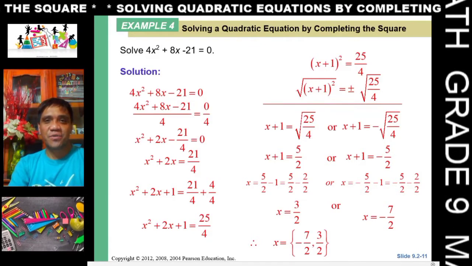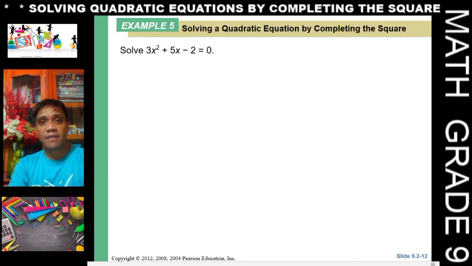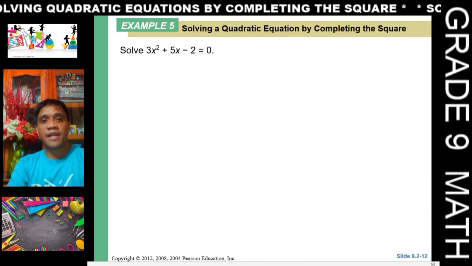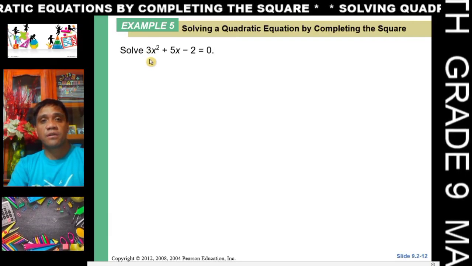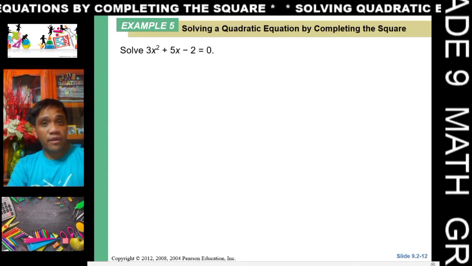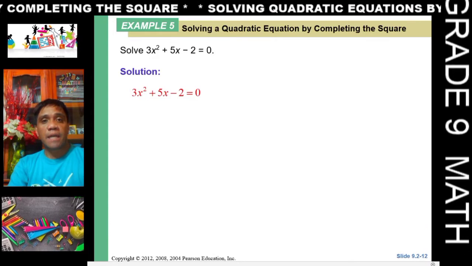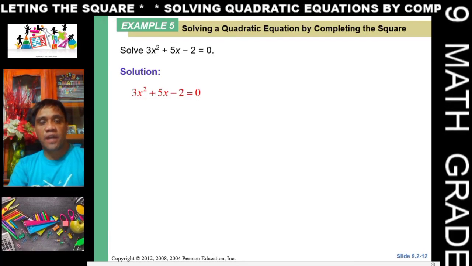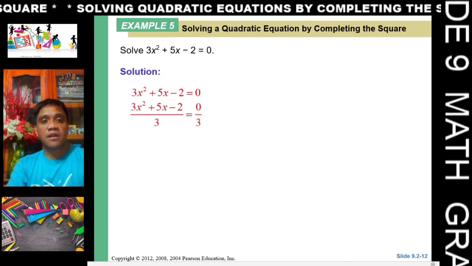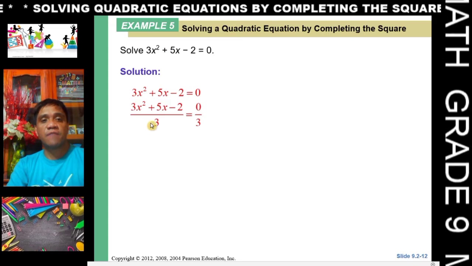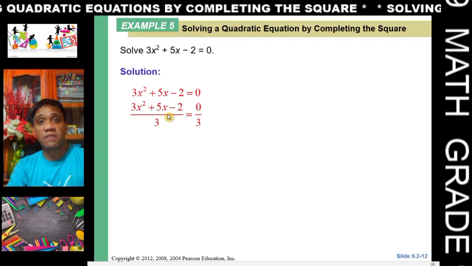So let's continue. Let's proceed to another example. 3x squared plus 5x minus 2 is equal to 0. Then again, the numerical coefficient of the quadratic term, which is 3x squared, has a value of 3. So the first thing that we should do is copy the given problem first, which is 3x squared plus 5x minus 2 is equal to 0. Then, since it is equivalent to 3, divide both sides by 3. All of the terms, both sides of the equation, must be divided by 3.